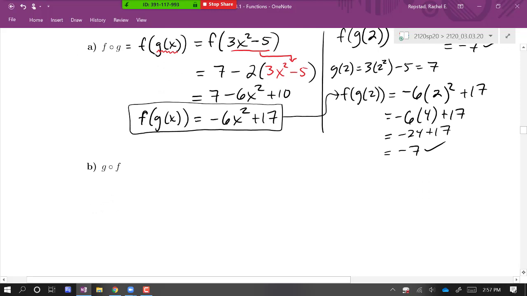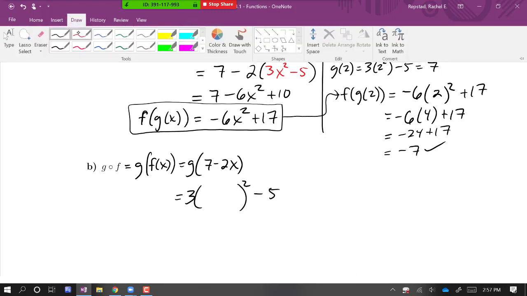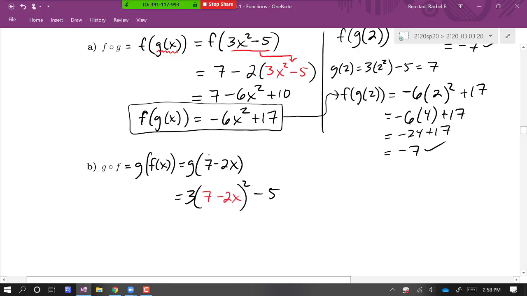Let's try the other composition again, because they both map reals to reals, so we have compatibility between the domain and codomains going either way. We're going to find g of f, so g of f of x is g of, now the f function is 7 minus 2x. The g function is the one that says 3x squared minus 5, so 3 times the square of the input minus 5, and this time that input is 7 minus 2x.